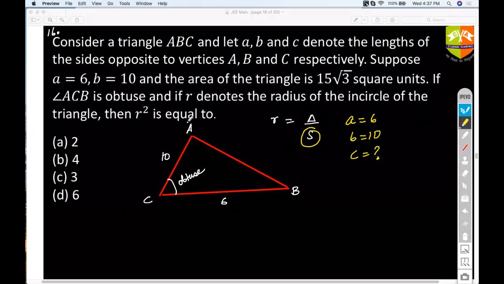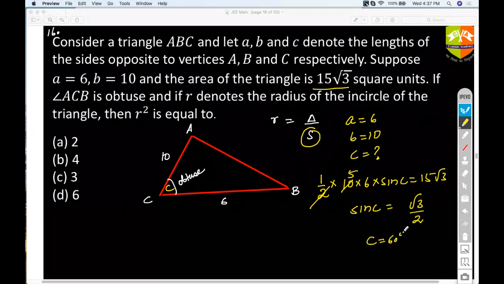Now, first of all, I'll use the information given to me that the area of the triangle is 15 root 3 square units. That's half into 10 into 6 into sine C, let's say I call this angle C for the time being, equal to 15 root 3. That means sine of C is going to be root 3 by 2. So C can be 60 degrees or 120 degrees, but I will reject 60 because it has been categorically mentioned that C has to be an obtuse angle. So C has to be 120 degrees.